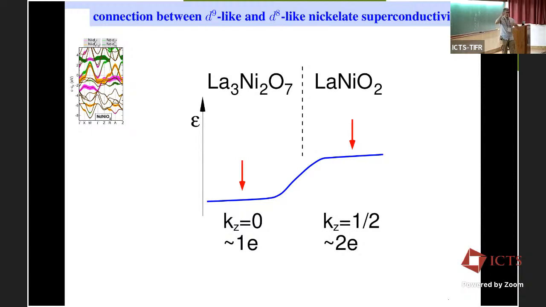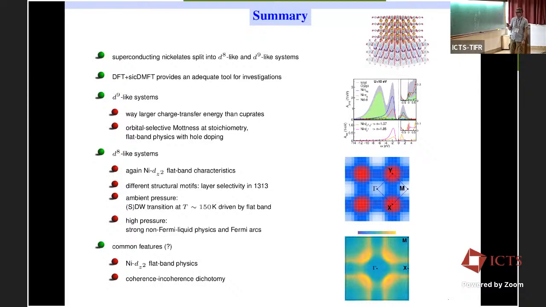So you always have these flat band parts of the nickel dz square that seemingly is always somewhere there, close to superconductivity, and we believe that this is a common player that maybe connects those two different superconducting nickelates. That is my conclusion slide, and I'm over time already, so thank you for your attention.